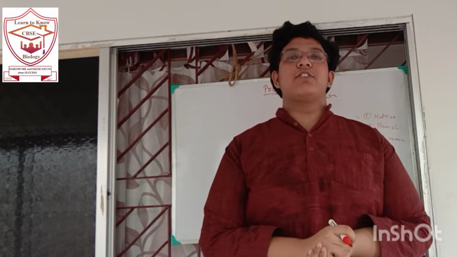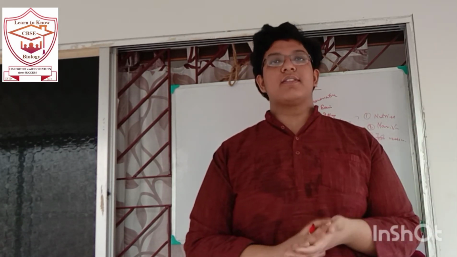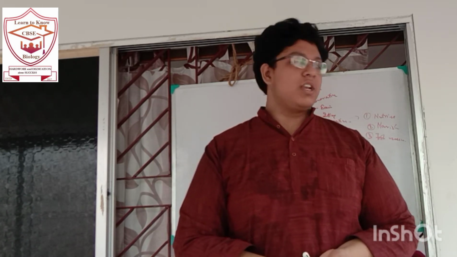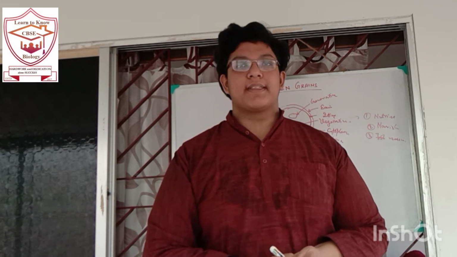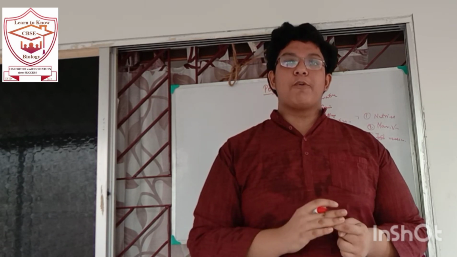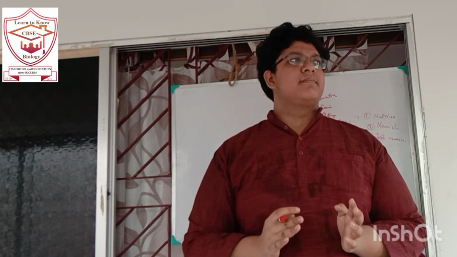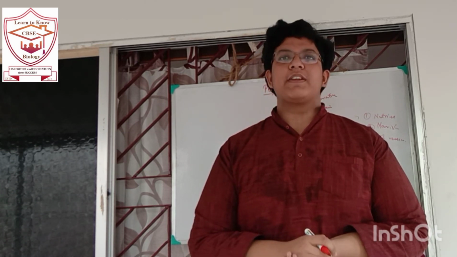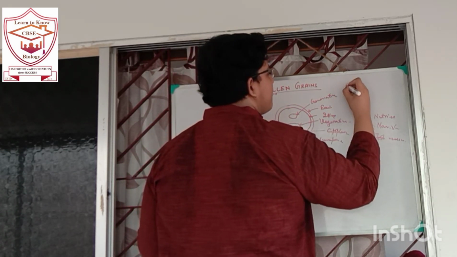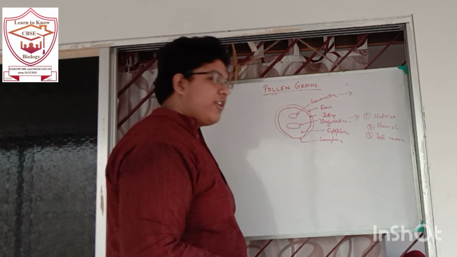What does the generative cell do? The generative cell, in most cases before it lands on the stigma, or in some cases after it lands on the stigma and germinates, divides into two male gametes. The generative cell forms two male gametes. The importance of the male gametes will be discussed by me in later videos. So, the generative cell forms two male gametes, while the vegetative cell has these three roles.